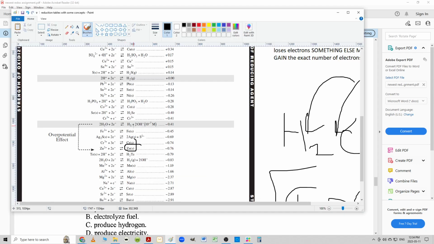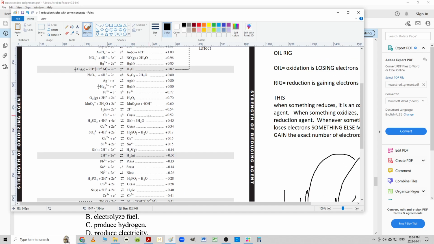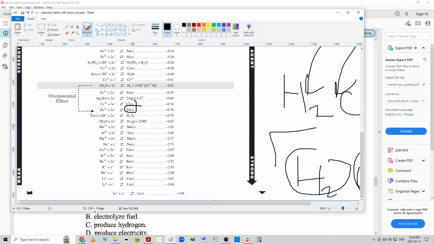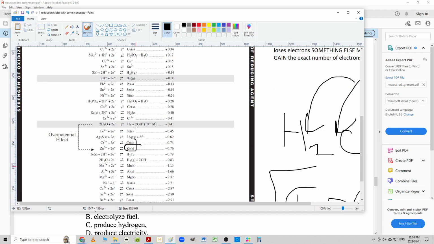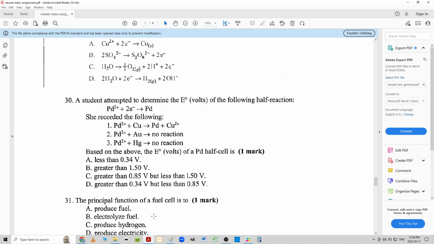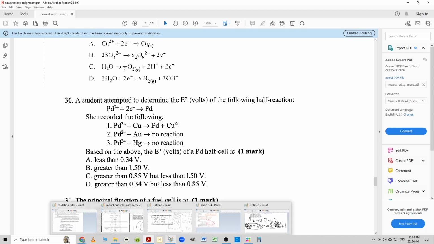Cu2 plus is right here. Well, we can use the Cu plus, so we know it's going to be above it. And we also can say, yeah, we should really use Cu2 plus. So let's see if there's a Cu2 plus in there.